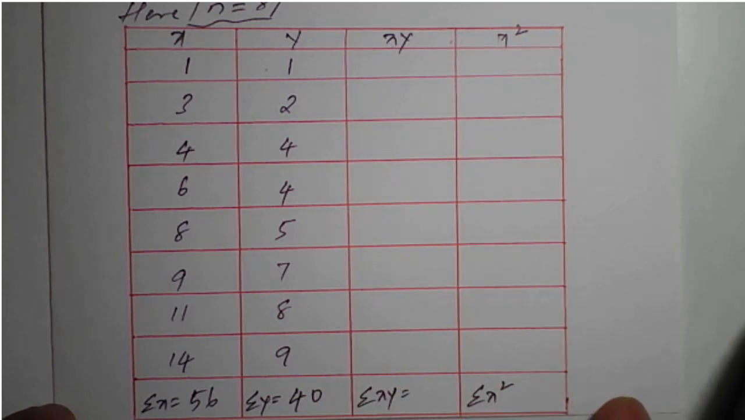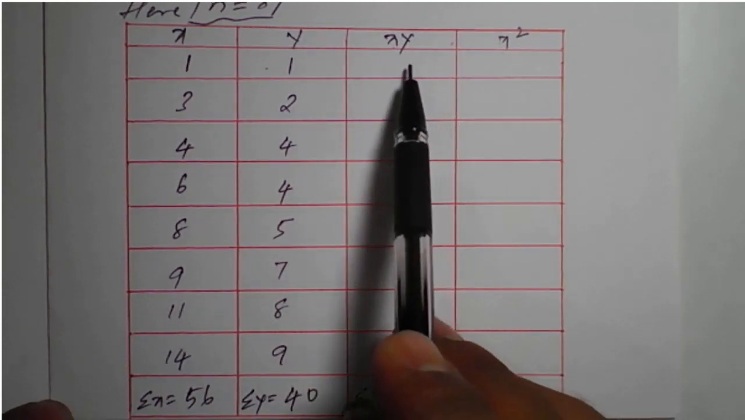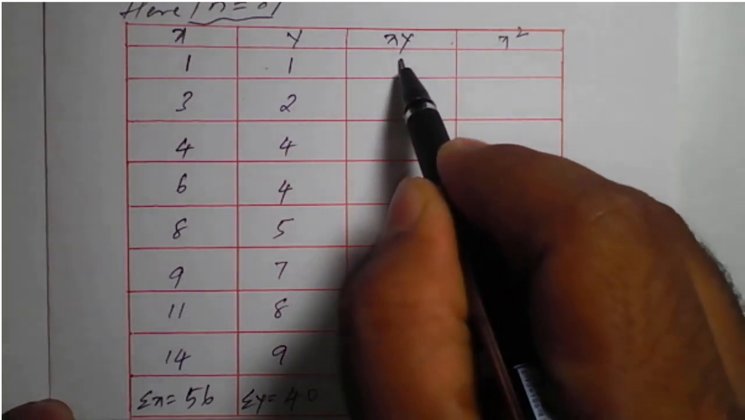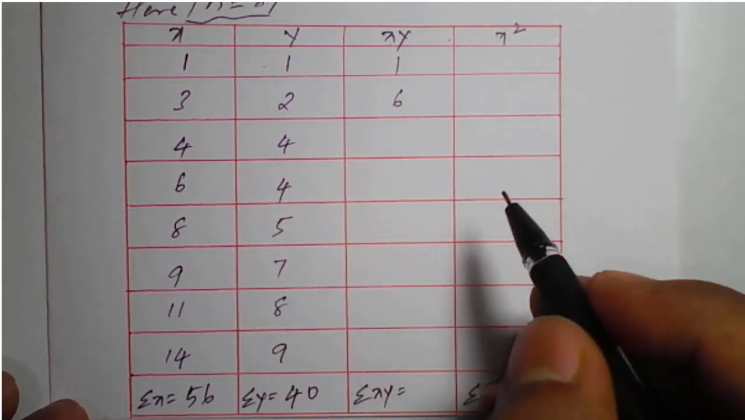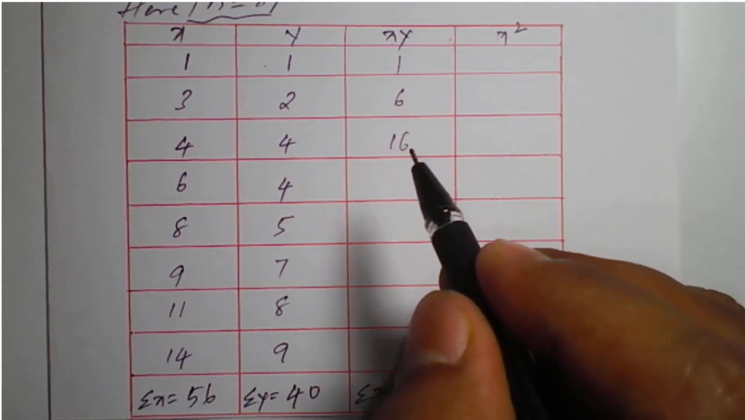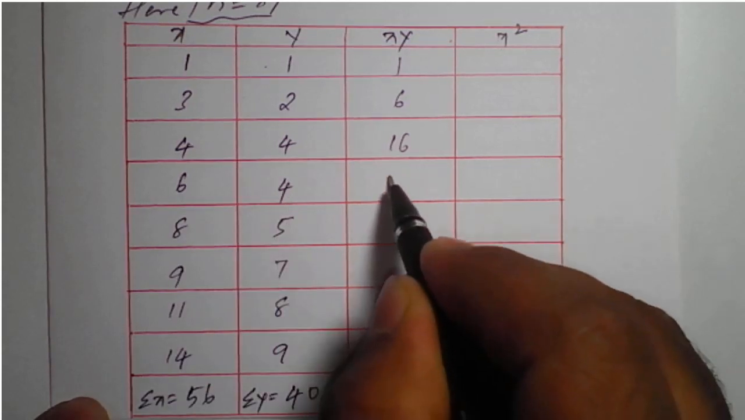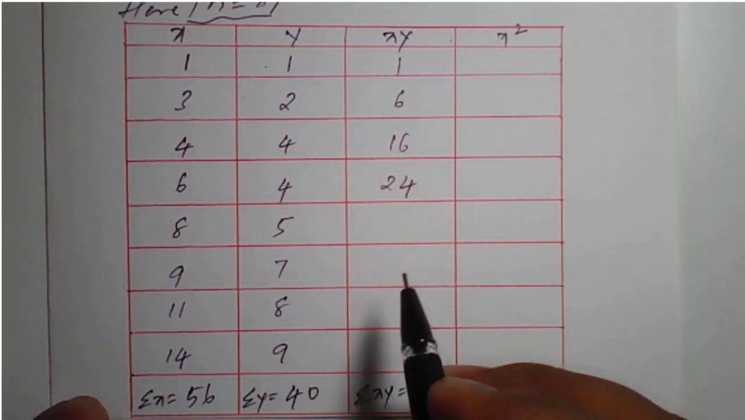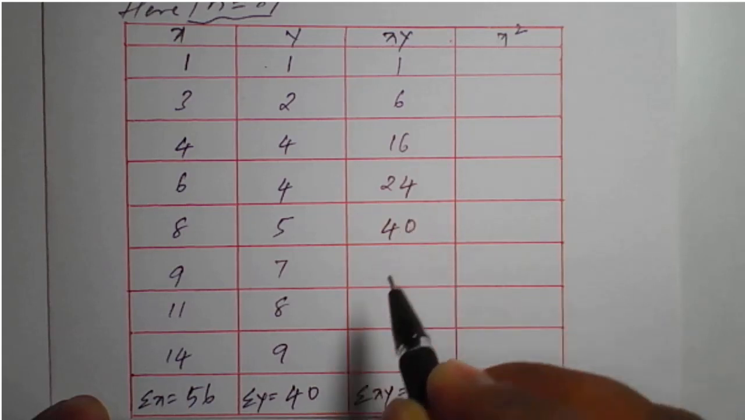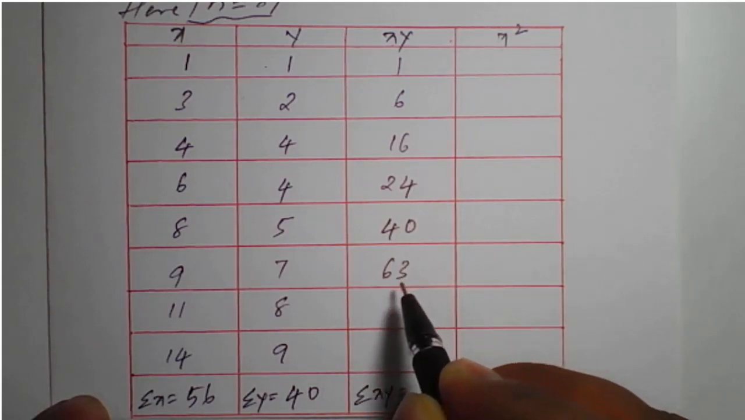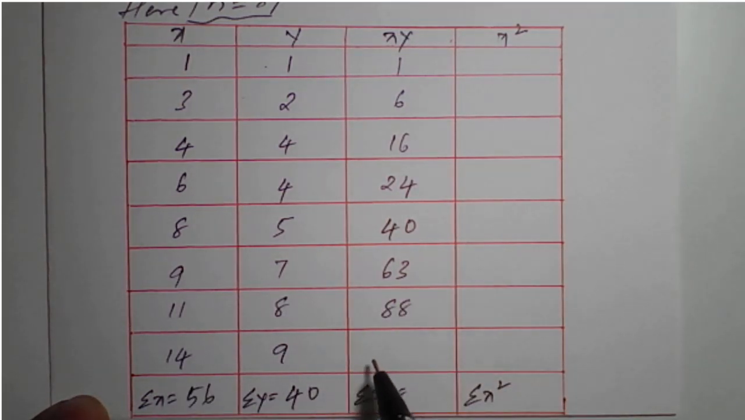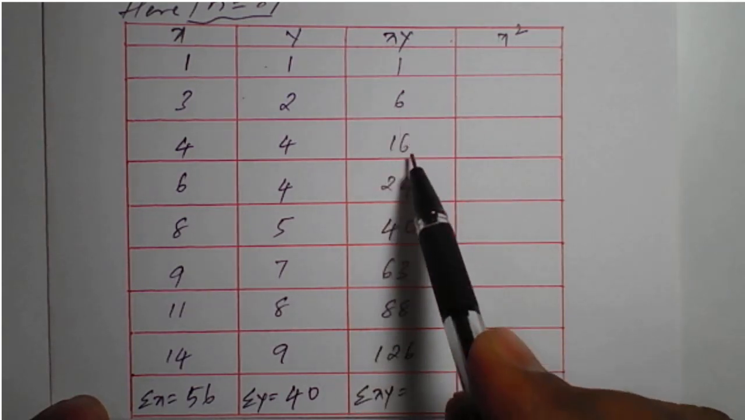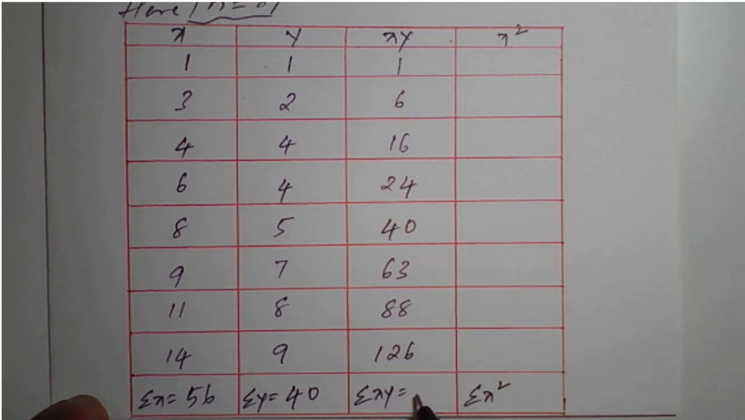Now next we need to get the values of xy. 1 into 1 is 1, 3 twos are 6, 4 fours are 16, then 6 fours are 24, next is 40, 63, 88, and 14 nines are 126. If you add all these, 1 plus 6 plus 16 and so on, we'll get the summation.